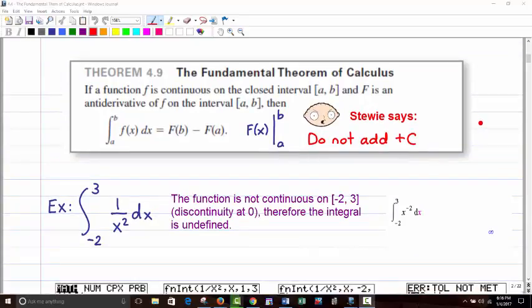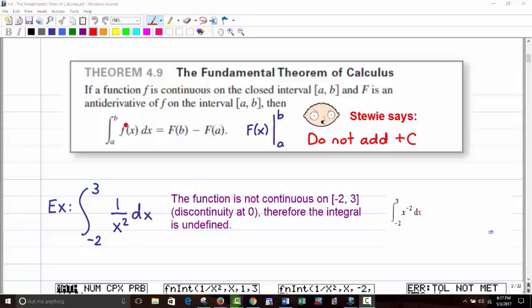Alrighty, now the fundamental theorem of calculus says to evaluate the integral from a to b of f of x dx, it is big F, which we've talked about in another video. Big F is the antiderivative of little f, so you're finding the antiderivative function. So you take the big F, plug in b, take the big F, plug in a, subtract.